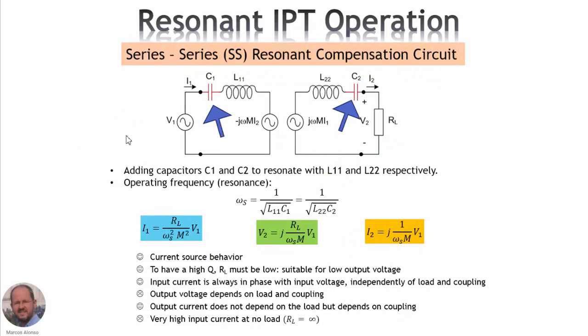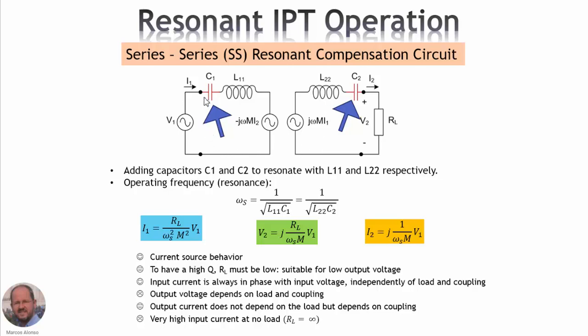Let's see an example of a resonant compensation circuit. This is one of the most common compensations used in this type of systems, which is the series resonant compensation circuit. Here the idea is that we have our IPT system. This is the model that we have seen in previous presentations.